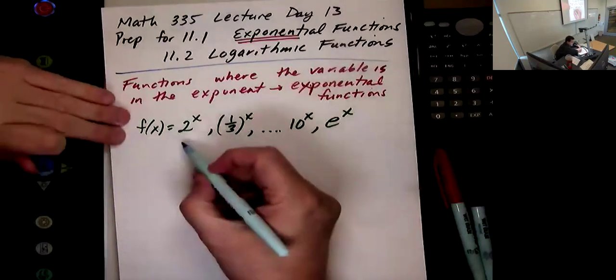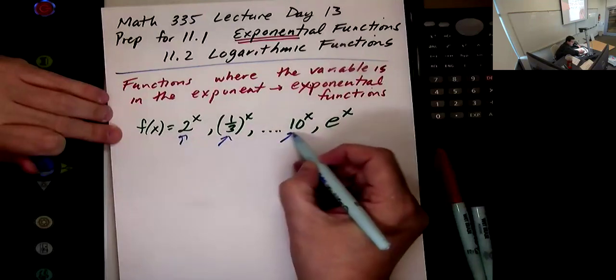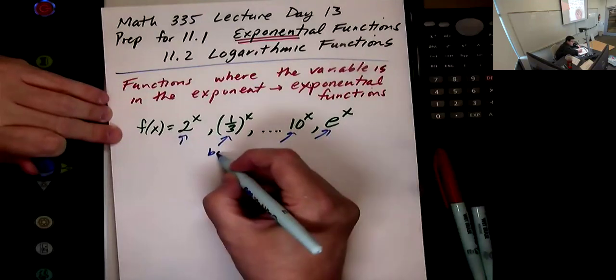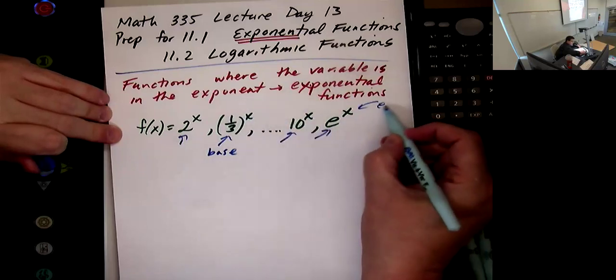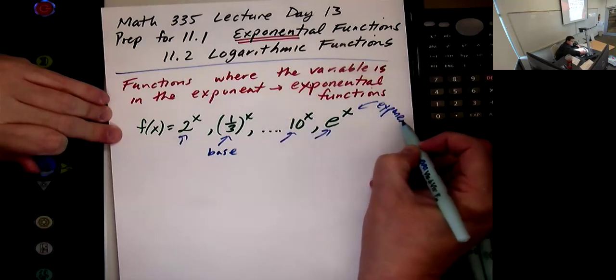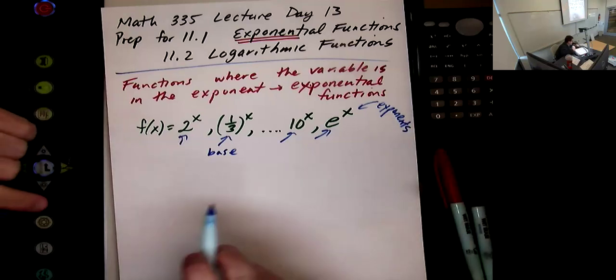As a reminder, these numbers all down here, or the letter e, are called the base. And things up top are the exponents. This blue pen's dying shortly.